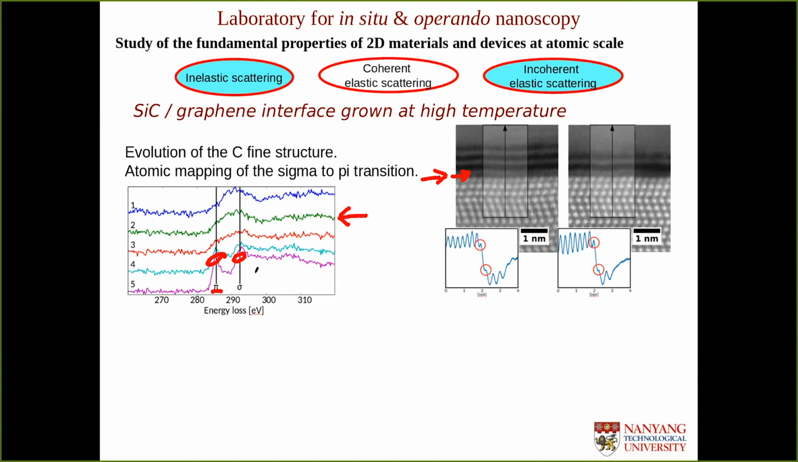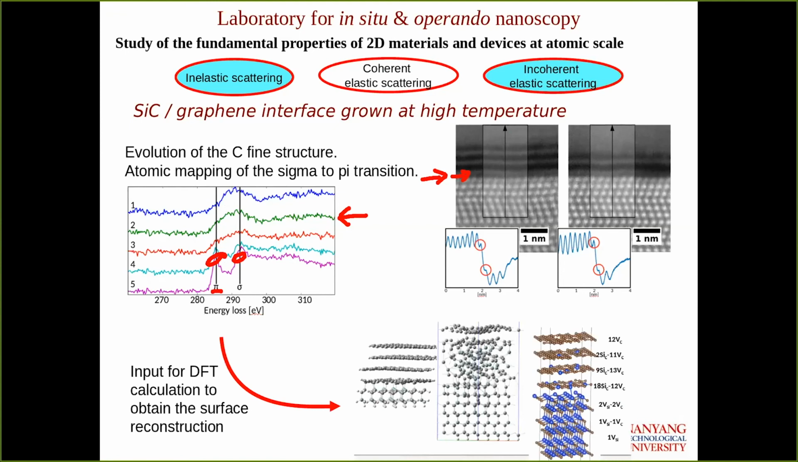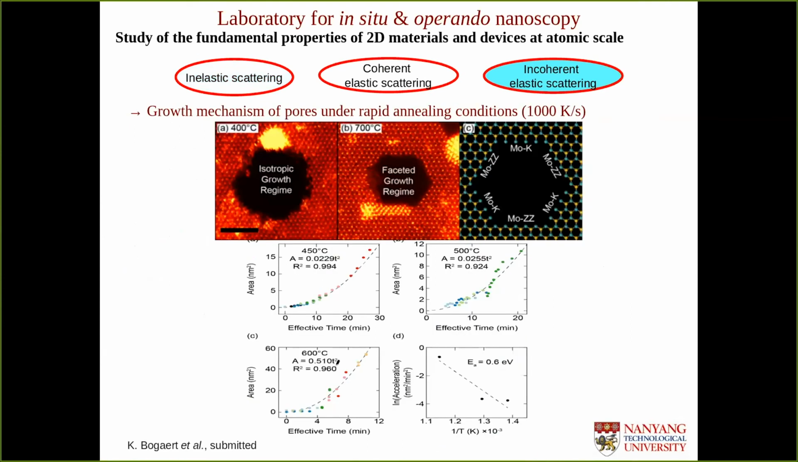We can also quantify the amount of carbon over the amount of silicon, and then we can use this quantification that we got from TEM as input for DFT calculations to get back information on this buffer layer, which is in between silicon carbide and graphene. It's still ongoing work.